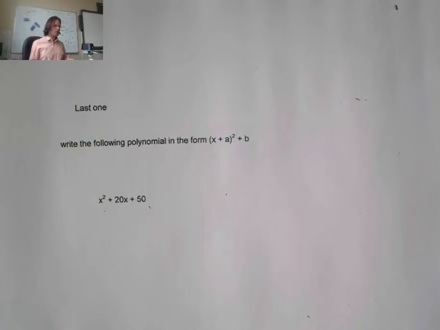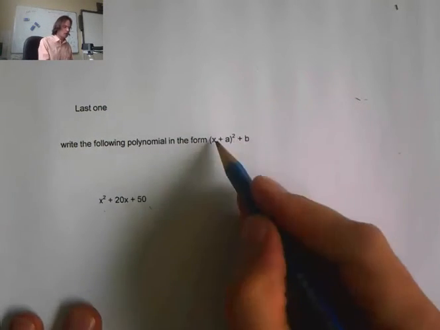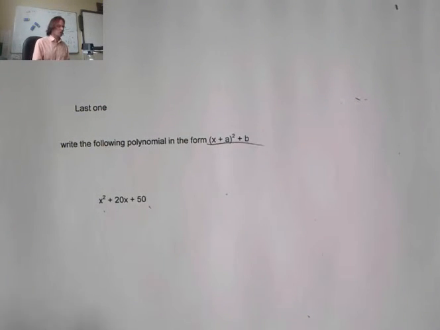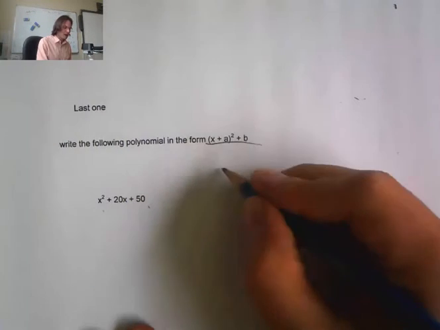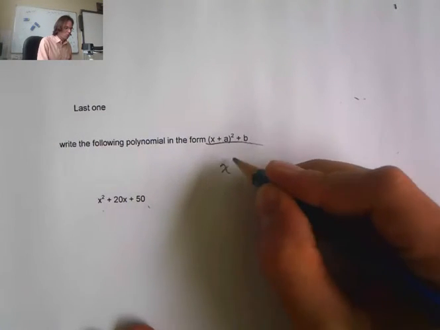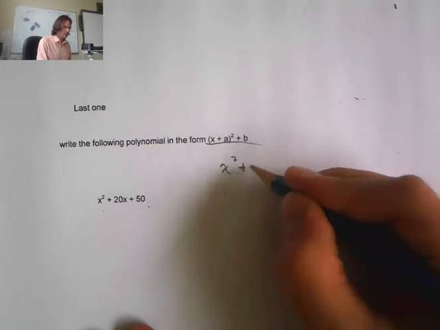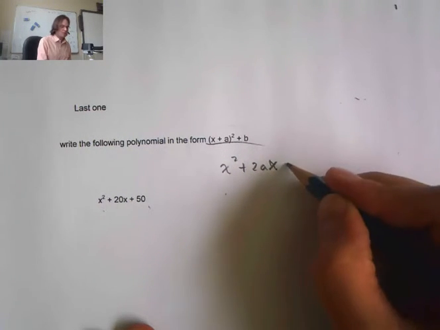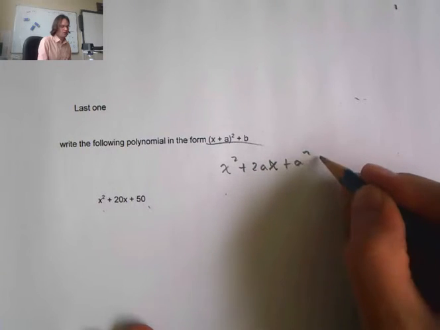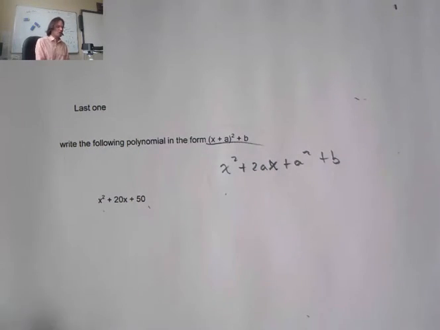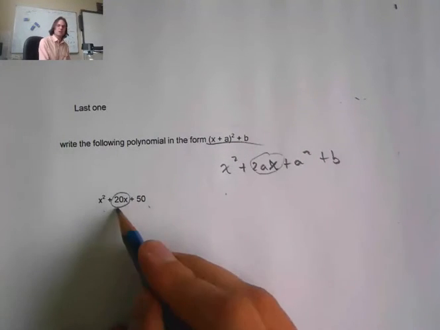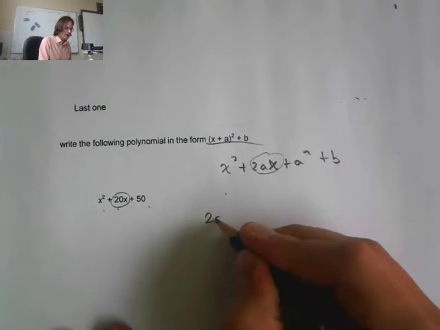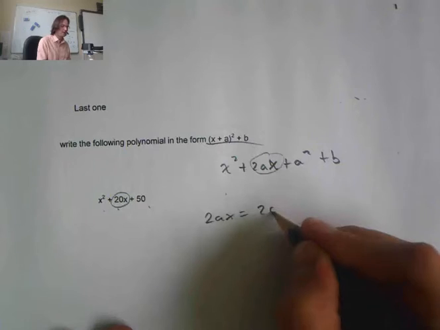Now here's our last one, and we're going to have to work backwards for this one. We want to put it into this formula here. So I look at this. What is this expanded? This is the same as x squared plus 2ax, and then we want plus a squared plus b, okay? So right here, 2ax must be equal to 20. So I know 2ax must be equal to 20, okay?